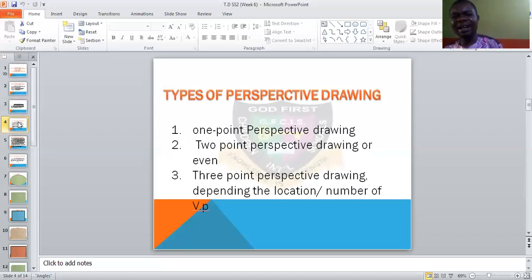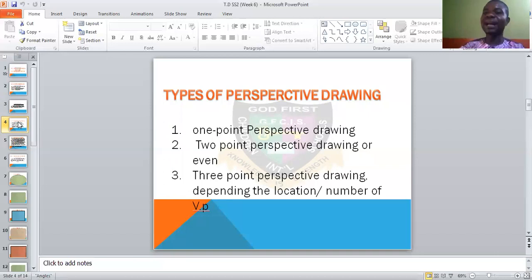Let us say the types of perspective drawing, as we have it in the objectives for the lesson. That is where we stated what we need to achieve. You have the 1-point perspective drawing, 2-point perspective drawing, and then we have the 3-point perspective drawing, depending on the location they are. That is the VP's location. The VP is what we call the vanishing point, depending on the number of vanishing points that are there.